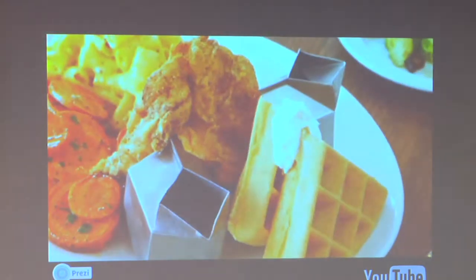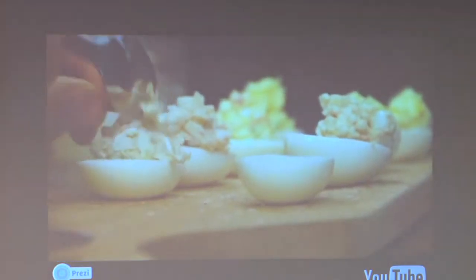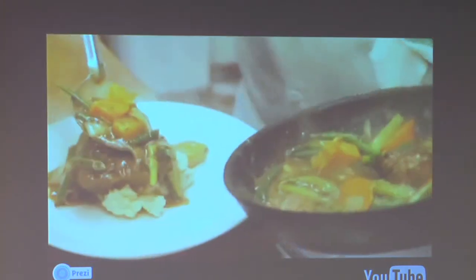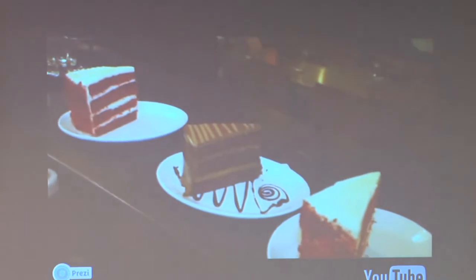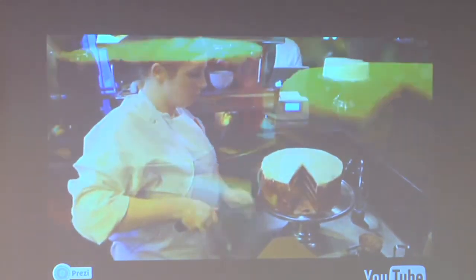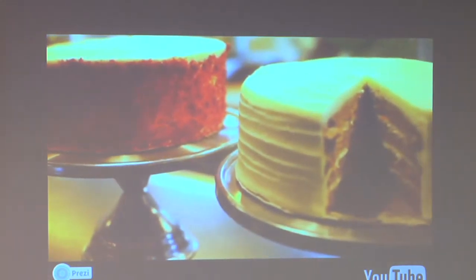The expansive menu covers breakfast, lunch, and dinner for every food craving. Chicken and waffles, devilish eggs, and fried green tomatoes. Or try one of their signature dishes, Yankee pot roast. Even the desserts are amazing. How about a slice of red velvet cake or Edna's famous carrot cake?